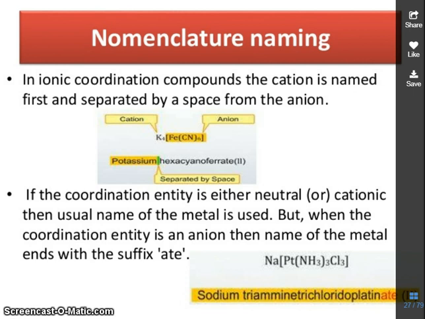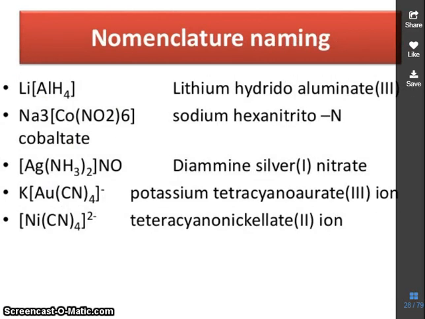Then oxidation number. If the coordination entity is either neutral or cationic, then the usual name of the metal is used. But when the coordination entity is an anion, the name of the metal ends with the suffix -ate, for example sodium triamminetrichloroplatinate, ate. Now you can see lithium tetrahydridoaluminate, sodium hexanitrocobaltate, diamminesilver(I) nitrate, potassium tetracyanoaurate or tetracyanonickelate, like that.